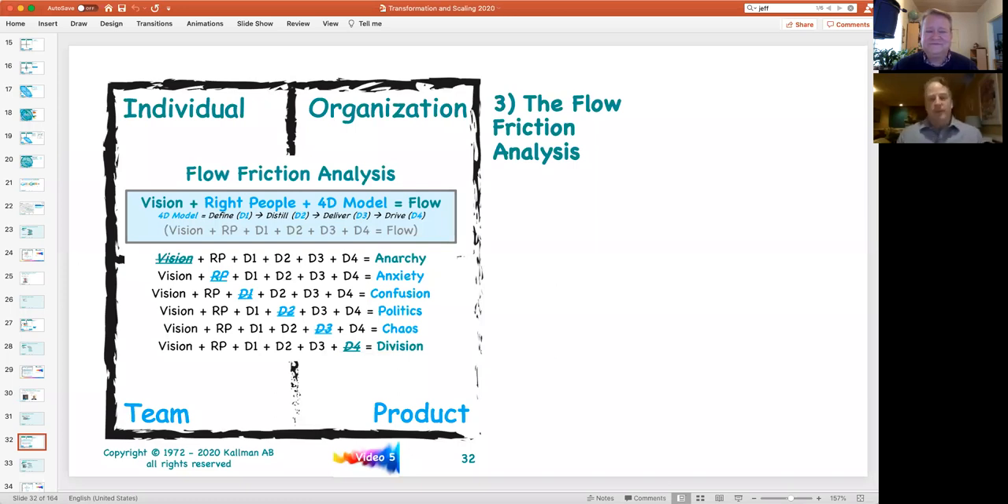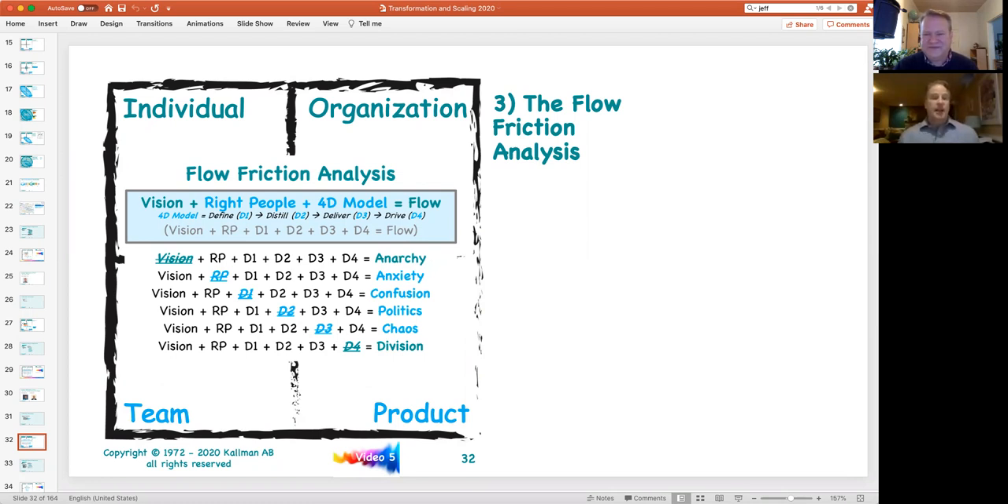Now in the 4 box you see before you, you see the individual, team, organization, product. You're going to see the 4 box model throughout many of the tiles here. But where flow friction analysis applies is where you have friction. For instance, let's say vision plus the right people plus the 4D model equals flow. Let's say you take out vision. If you remove vision from the flow, you get anarchy. So if you're experiencing anarchy on a team, as an individual, in the organization or product, the first place I would look is to look at, is there a clear vision?